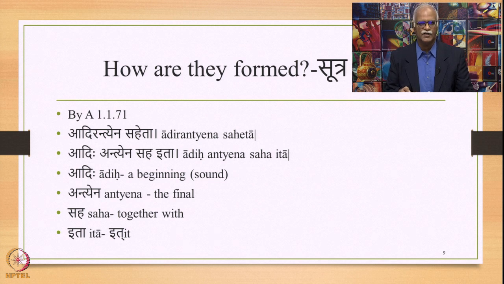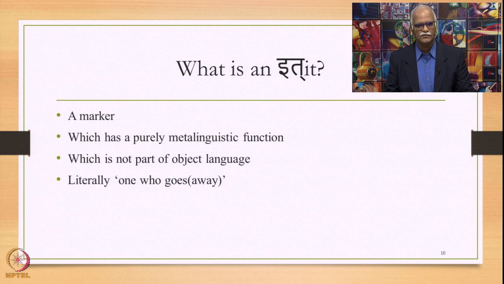Now, the next question is, what is an it? It is a marker which has a purely metalinguistic function, and it is not part of the object language. An it is not a part of the object language. Literally, it means one who goes away. And we shall deal with this concept in detail when we will also look at certain sutras which define what it is. Suffice it to say here, for our present purpose, that it is together with the final sound, which is it, any previous letter joined together, thus forms the Pratyāhāra.